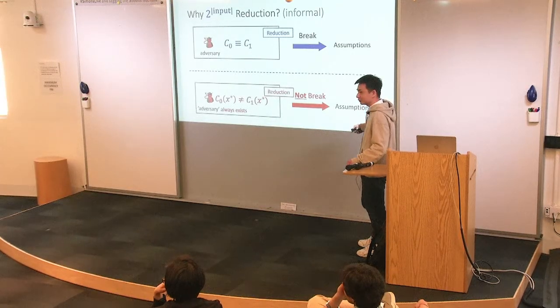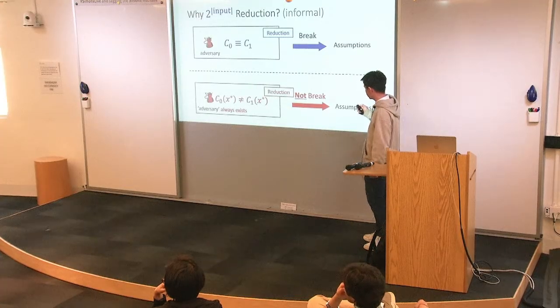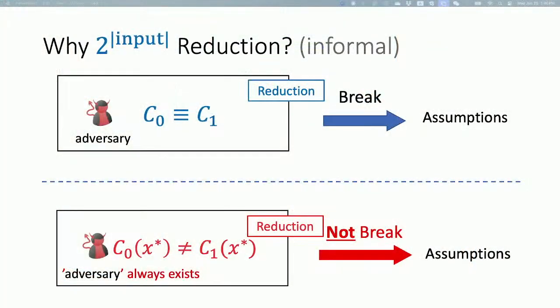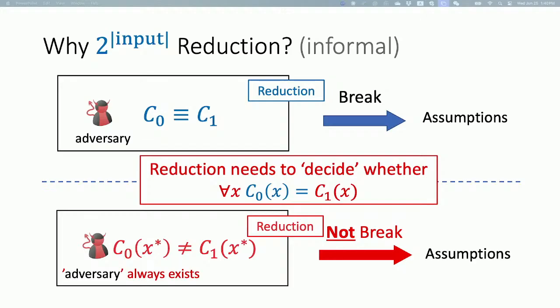So now it seems that we have two cases. In the first case, when the two programs are functionality equivalent, the reduction can work. The reduction can break the underlying assumption. And in the second case, when the two programs are not functionality equivalent, then the reduction does not break the underlying assumption. So this seems to suggest that the reduction algorithm knows whether the two programs are functionality equivalent or not.